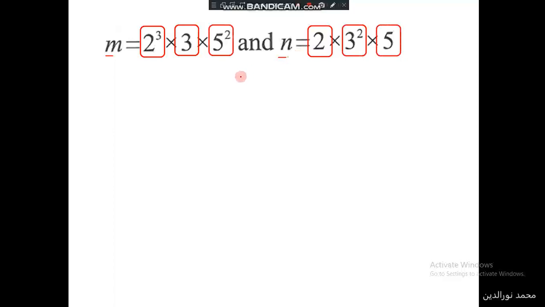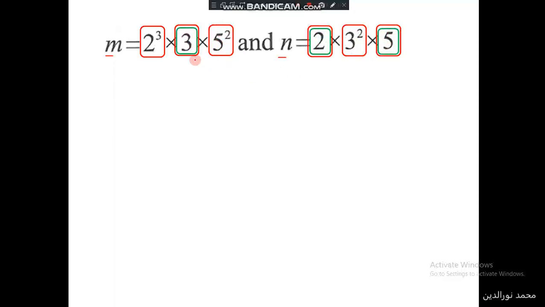The second step, as we said before, is to take the prime factors with the lowest exponent. So 2 and 2: 2 power 3 and 2 power 1, so we take 2 power 1. 3 power 1 and 3 squared, so we take 3 power 1. 5 squared and 5, so we take 5.